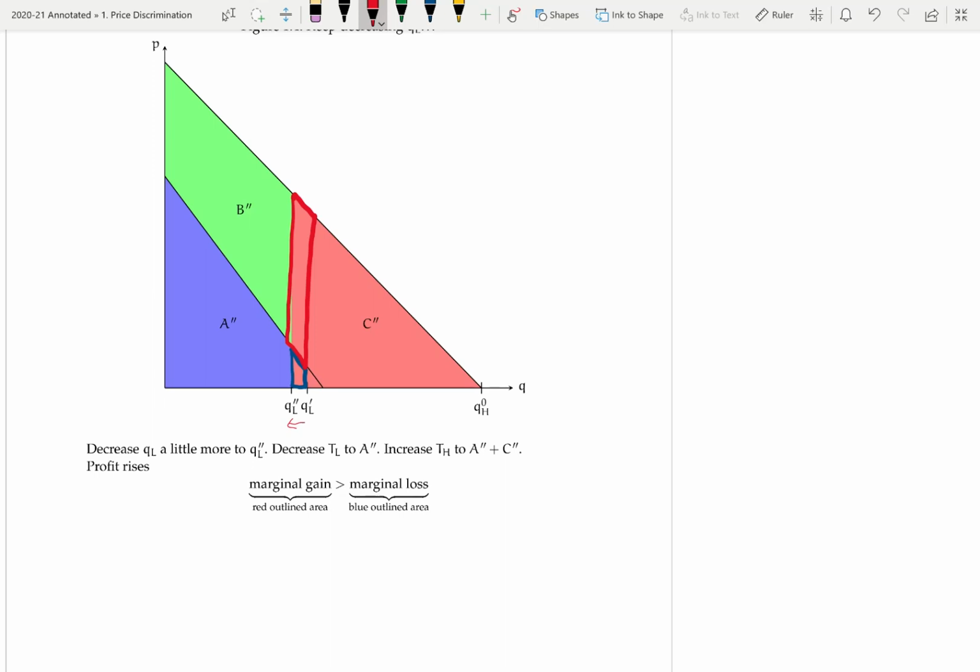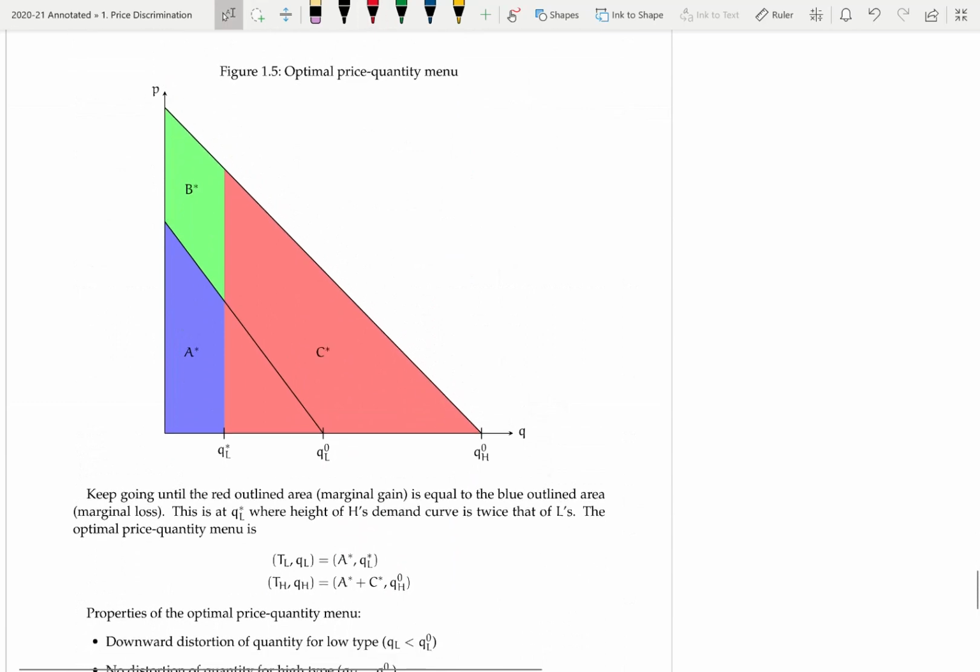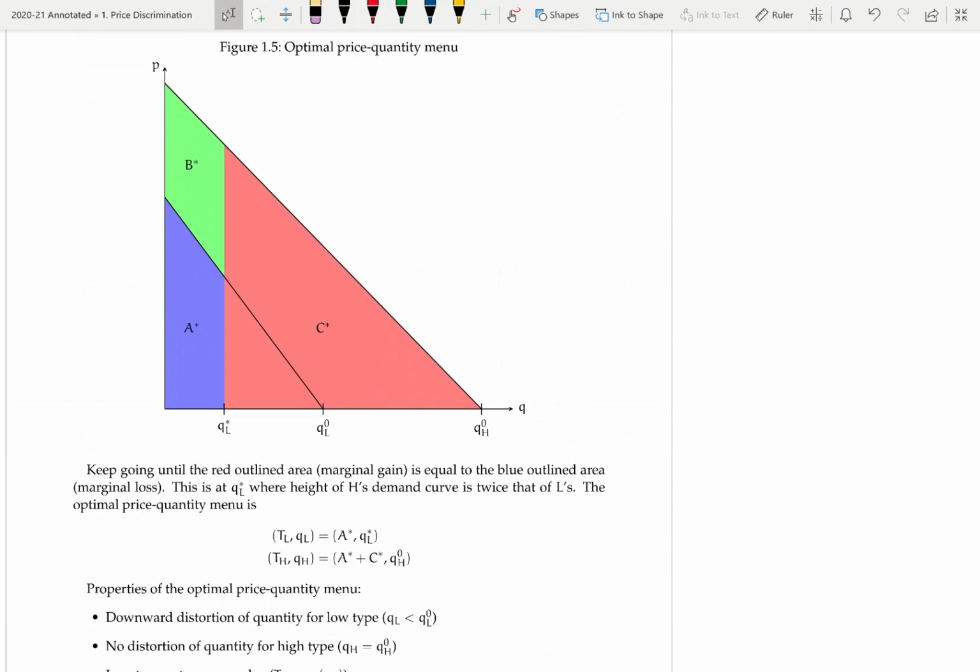We can keep doing this and keep increasing the profit. Eventually though, the marginal gain and the marginal loss are going to be equal, and that's where we should stop. So here we have the optimal price quantity menu. The optimal quantity for consumer L is QL star, and the optimal quantity for consumer H is still Q0H.